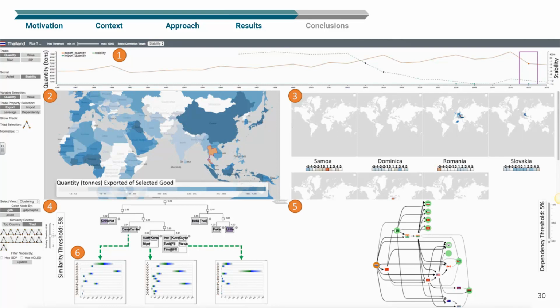First is the choropleth map, which shows whatever you're interested in looking at. So here we're looking at rice, the quantity of exports. This is showing where Thailand is exporting rice. And then it'll open up these mini maps where there's kind of the opposite thing going on. Where are countries being affected by importing rice from Thailand? And then it will show the correlation of these events with political instability over time.